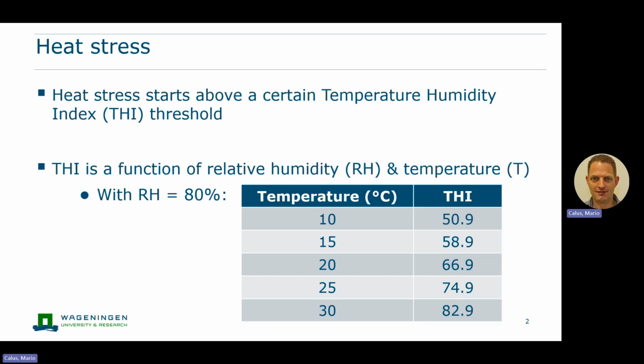So if we have a relative humidity of 80%, then for a temperature of 10, the temperature humidity index is 51, and it goes up to something like 83 if we have a temperature of 30. This is also something that you will be working with in the exercise this afternoon to get a better feel for those values and how this is calculated.